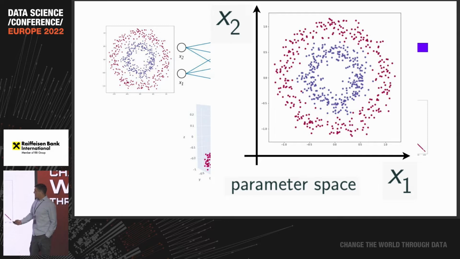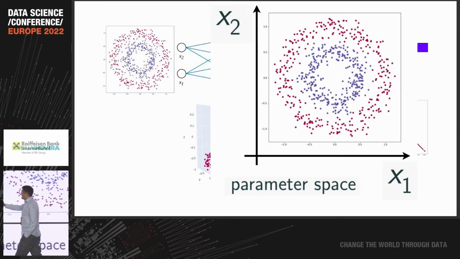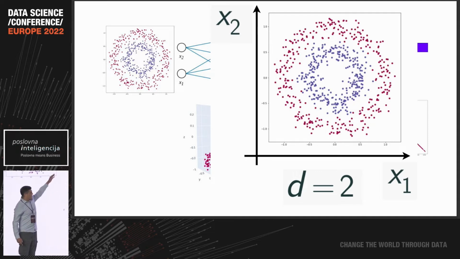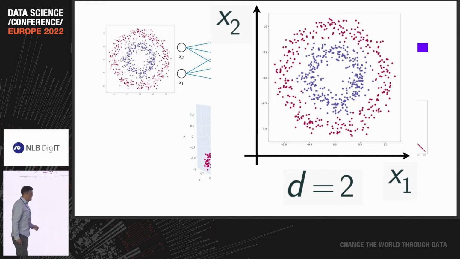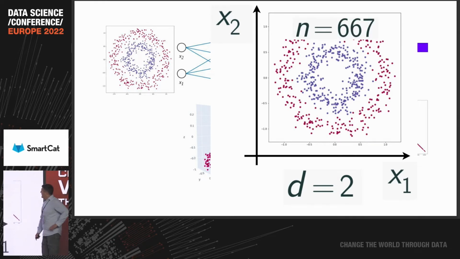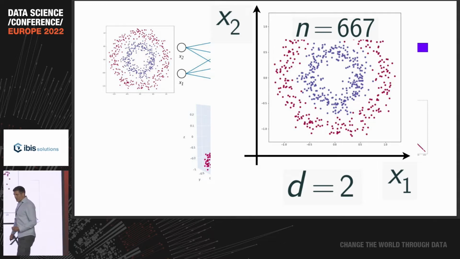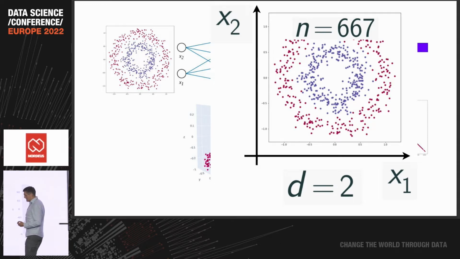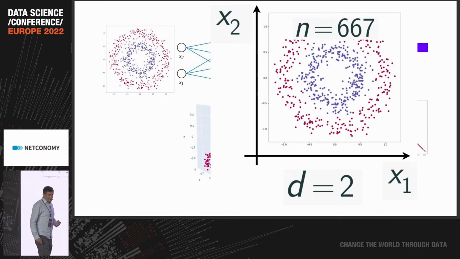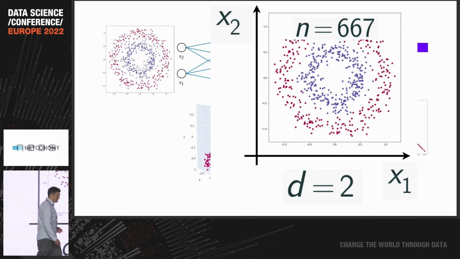We feed our neural network by feeding the coordinates of those points into these input neurons. It is 2-dimensional, so d is the number of dimensions of the space where our data set lives. This n is the number of data points. And the classical machine learning paradigm says that if we have more parameters than the number of points, we will have a problem called overfitting.